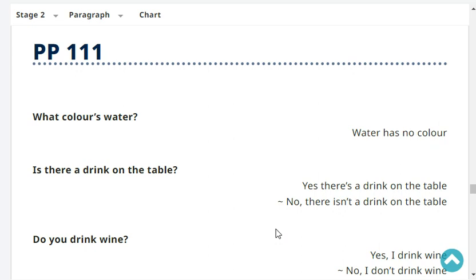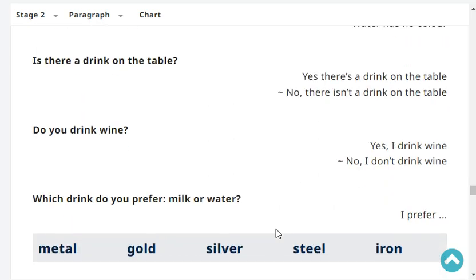Is there a drink on the table? Yes or no? No, there isn't a drink on the table. Do you drink wine? Yes or no? Yes, I drink wine.